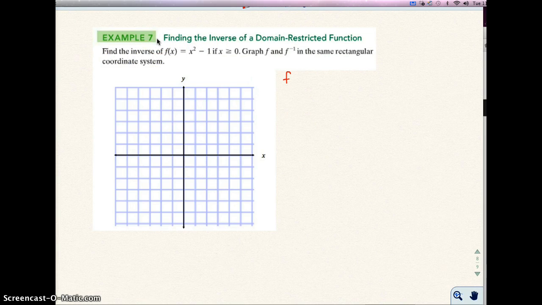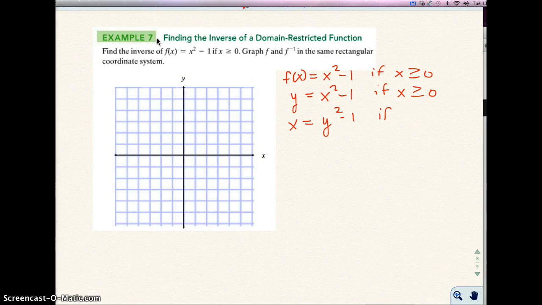So we have f of x equals x squared minus 1 if x is greater than or equal to 0. To find the inverse, we're going to replace f of x with y equals x squared minus 1 if x is greater than or equal to 0. Then we interchange x and y. So wherever I see y, I'm going to put x, and wherever I see x, I'm going to put y. And this interchanges also.